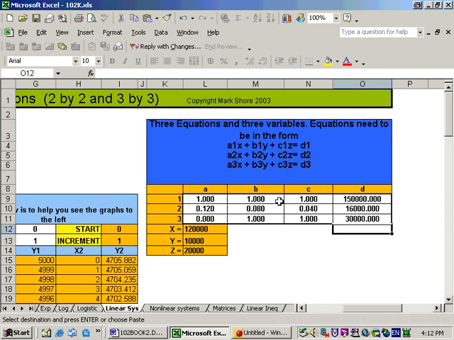With 1x, 1y, and 1z, it has to add up to $150,000. Your interest rates add up to the total amount of interest of $16,000, and then the last two accounts total $30,000. And this would be the amount that you should invest in the 12% account. $10,000 right here is the amount that should be invested in the 8% account, and $20,000 should be invested in the 4% account.